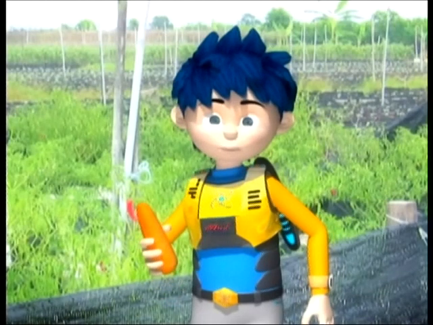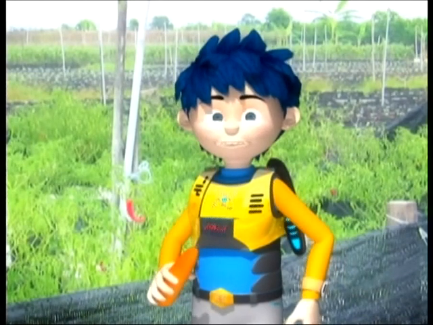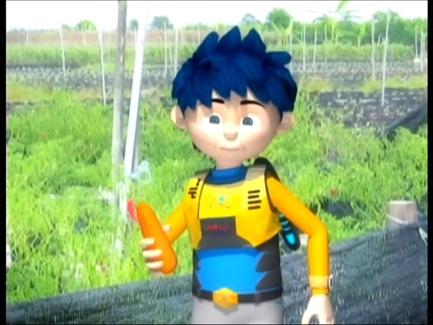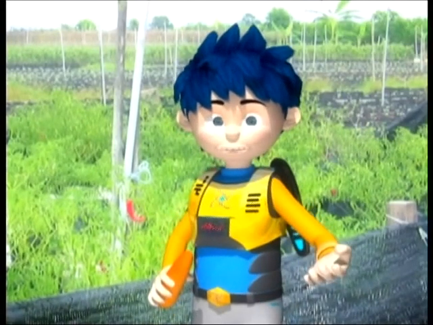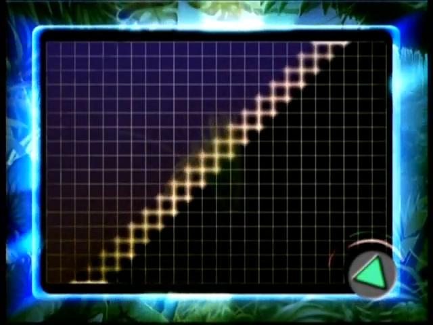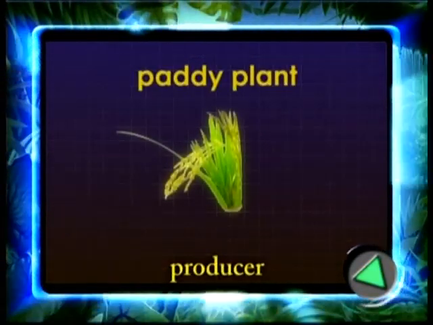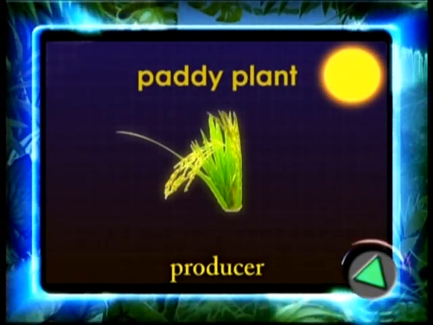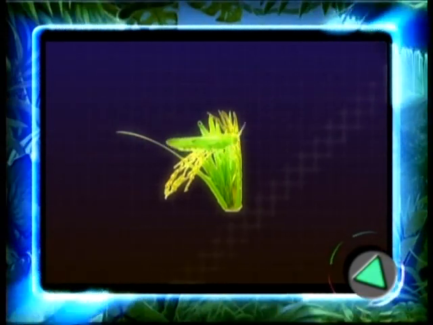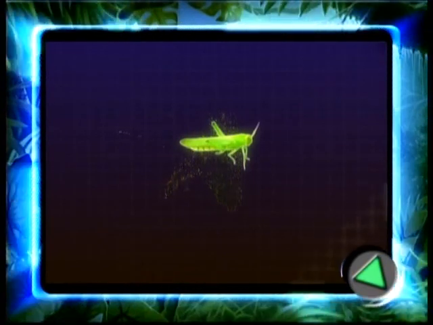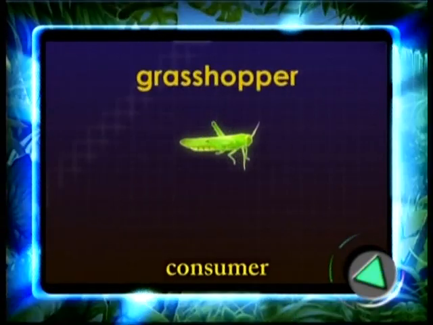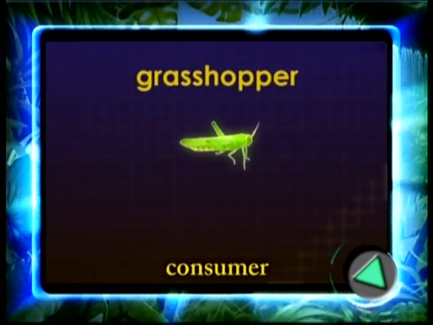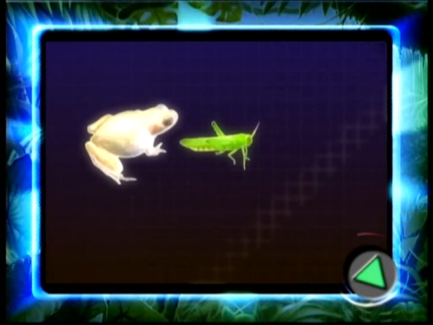The food chain shows you how living things on this planet become food for another. Let's see some examples. This is a paddy plant and it's a producer. The plant makes its own food from the sun's energy. This is a grasshopper and it's a consumer. It eats plants to live and have the energy to survive.